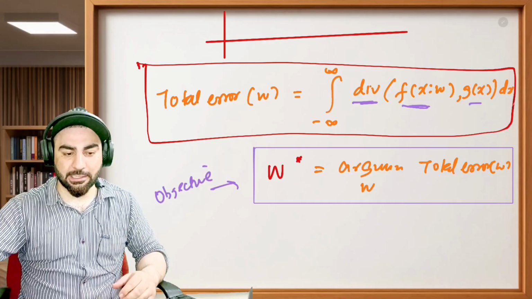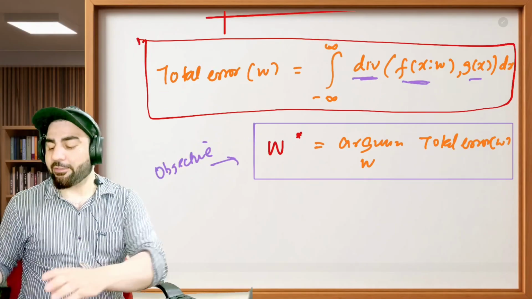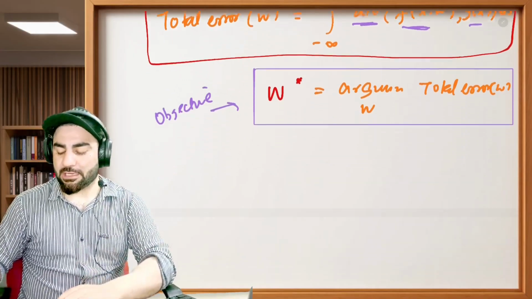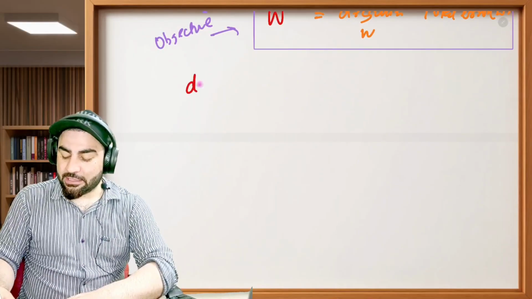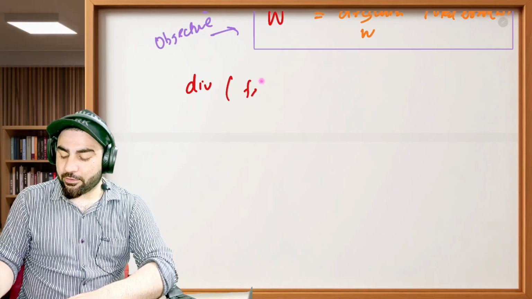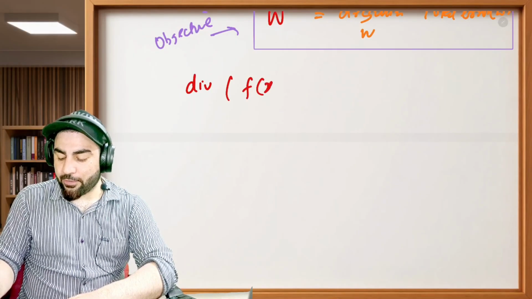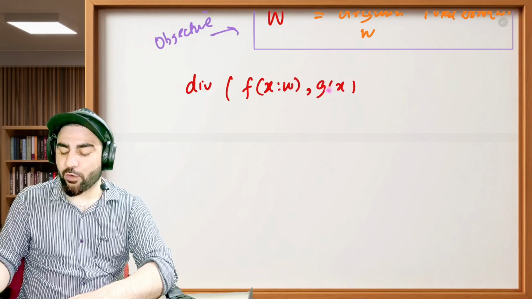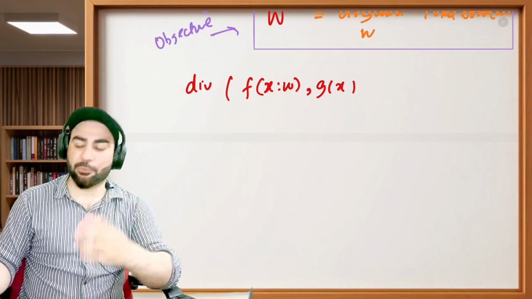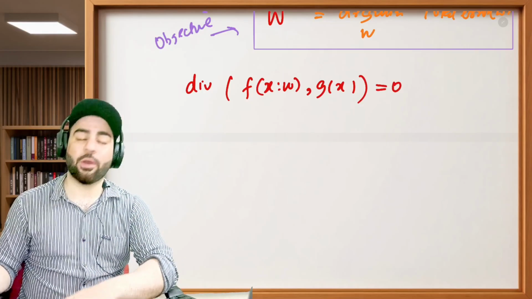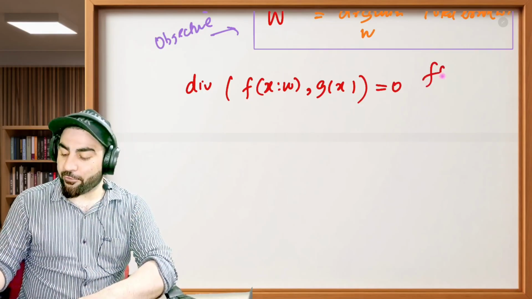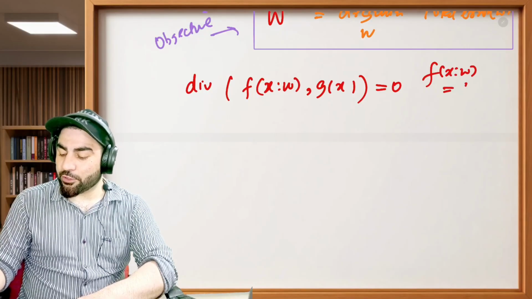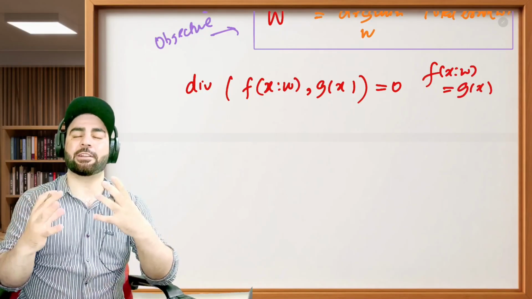Give me a second. Now I have defined this divergence function. What are the properties that the divergence function should have? I'm saying that this divergence function will take f of x, parameterized by w, and g of x. So g of x is the true function, and f is the parameterized function that the model is learning. It should be equal to 0. When should it be equal to 0? If f of x, w is equal to g of x, if it exactly models that function. So it should be equal to 0.